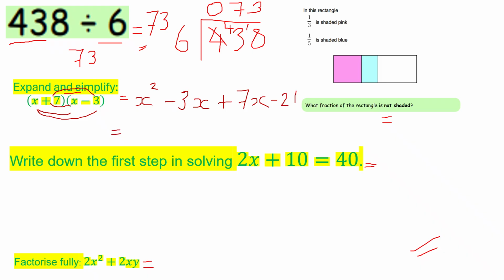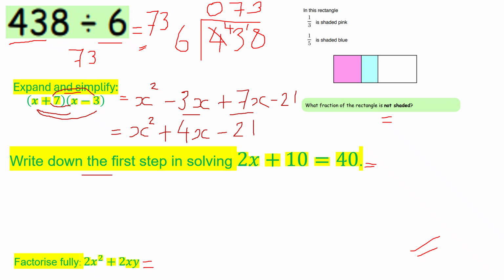I'm now going to collect my like terms. I've got an x squared, then minus 3x plus 7x makes positive 4x, and then copy down that minus 21. And that is expanding a double bracket, or a pair of binomials.